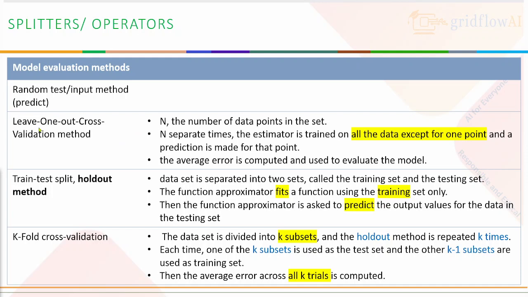Random test, leave one out, cross validation. We'll also talk about the meaning of cross validation, train test split, and k-fold cross validation. Don't worry about it. I'm going to show you the meaning and the concept, and also I'll show you Python code demonstrating the outcome of each type of splitter. Now these splitters are nothing but functions, and they split a data set.